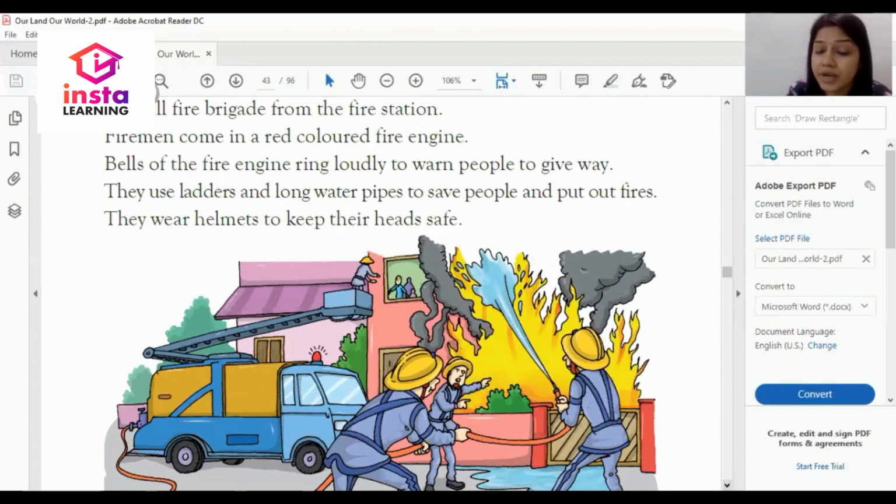They use ladders and long water pipes to save people and put out fires.